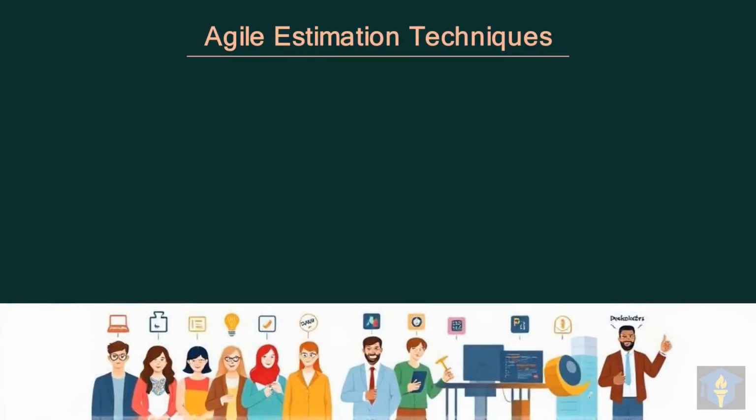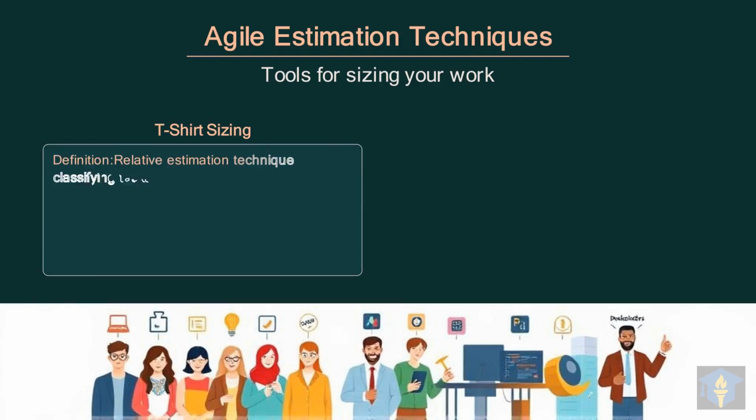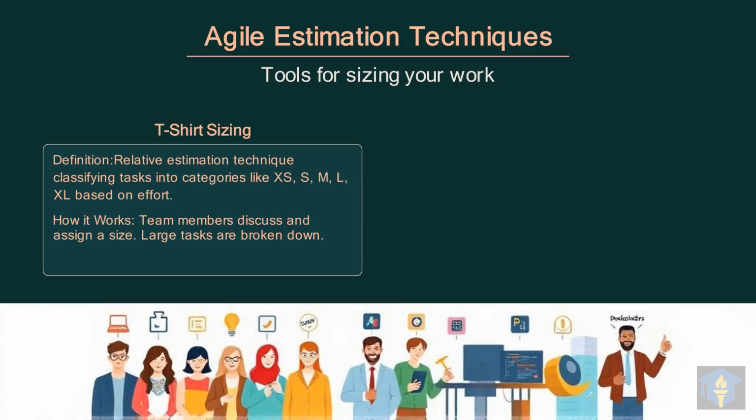Let's explore some key Agile estimation techniques, which are valuable tools for sizing your work effectively. These techniques provide practical ways for teams to estimate the size and effort of tasks in an Agile environment. One popular method is T-shirt sizing, which offers a quick and intuitive way to estimate tasks. T-shirt sizing is a relative estimation technique that categorizes tasks into sizes like XS, S, M, L, XL based on their perceived effort. Teams discuss and assign sizes, breaking down large tasks. It's ideal for new teams or high-level roadmap planning.